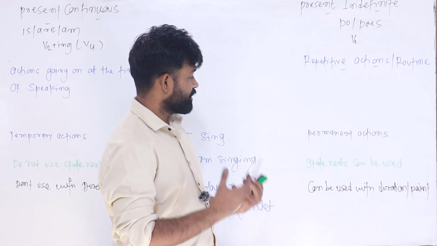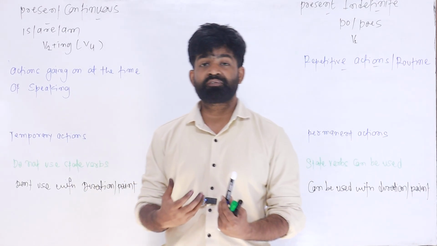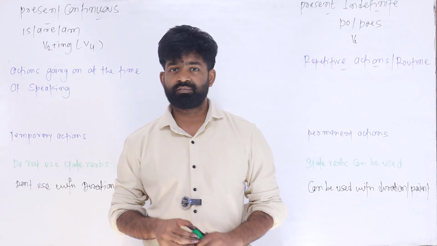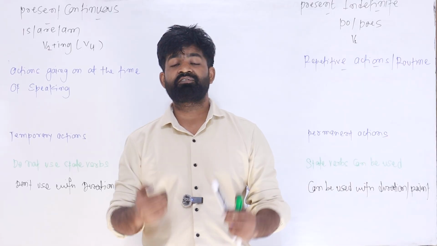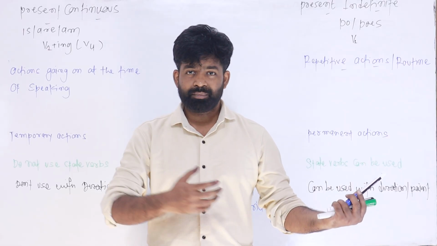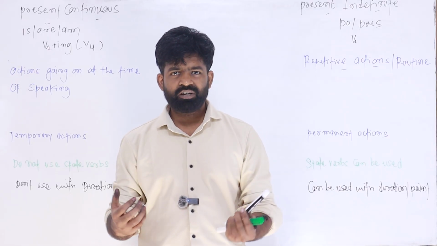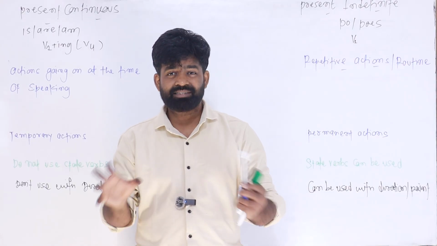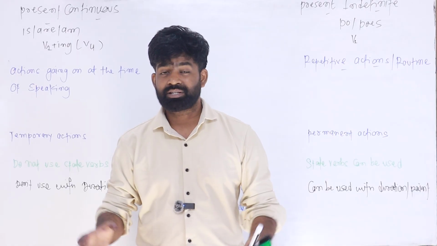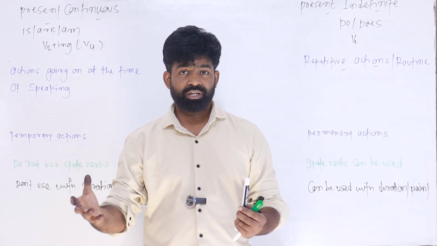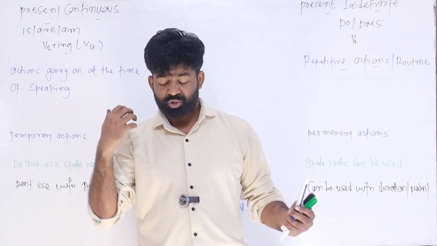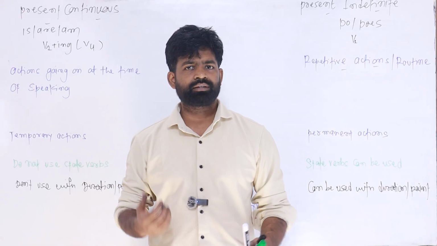The next difference is the use of state verbs. Now, before we move on to the use of state verbs, I'll let you know the difference between state verbs and main verbs. Main verbs are also known as action verbs. Action verbs talk about actions. They talk about physical actions like singing, teaching, dancing, fighting, maybe swimming, running, jumping.